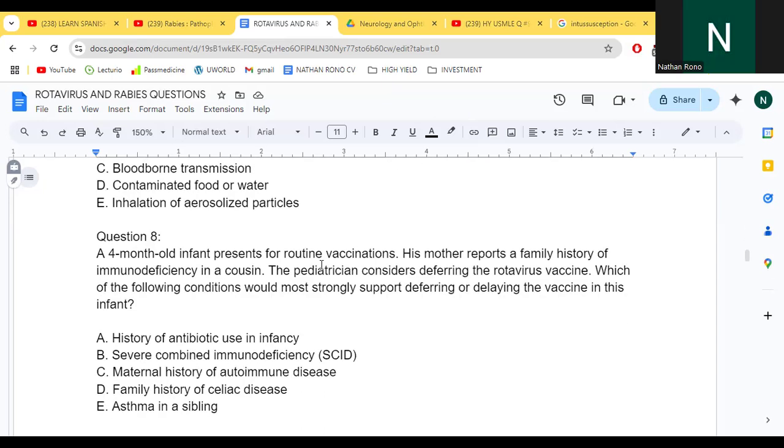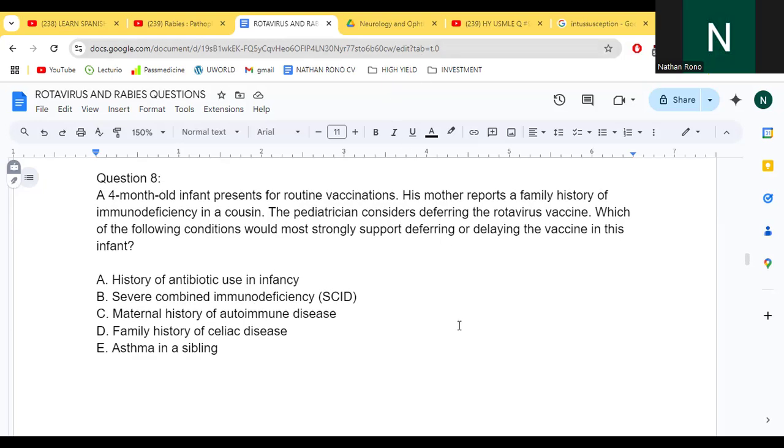Then the last one: a 4-month-old infant presents for routine vaccination. His mother reports a family history of immunodeficiency in a cousin. The pediatrician considers deferring the rotavirus vaccine. Which of the following conditions would most strongly support deferring or delaying the vaccine in this infant? This is also another question. What do you think will make a pediatrician not give a patient a rotavirus vaccine? History of antibiotic use, severe combined immunodeficiency, maternal history of autoimmune disease, family history of celiac disease, asthma in a sibling.